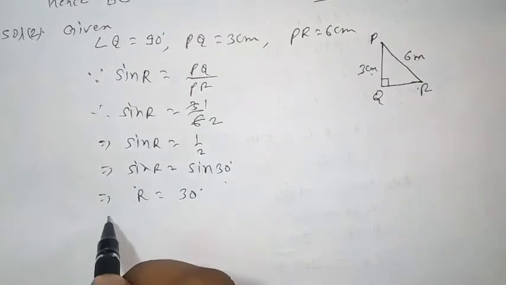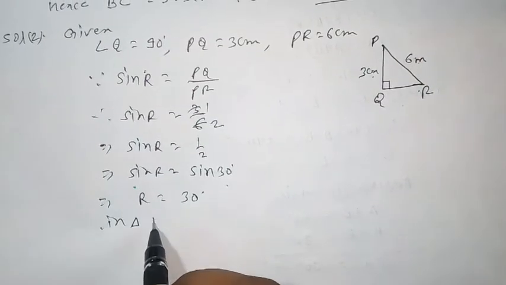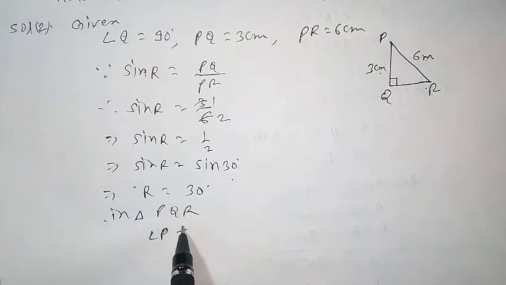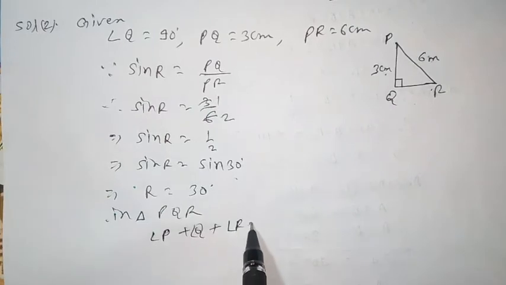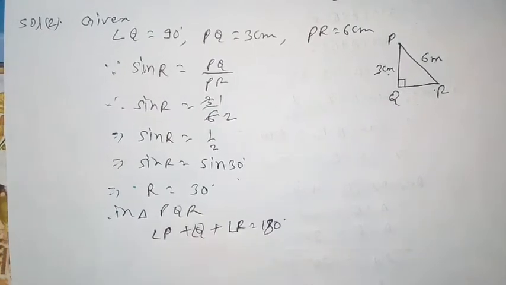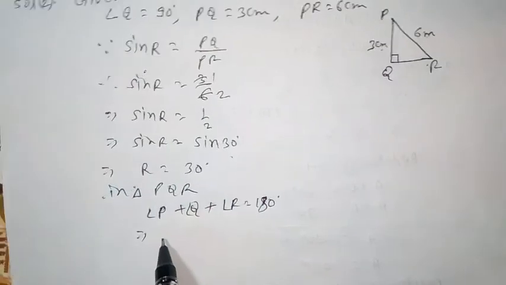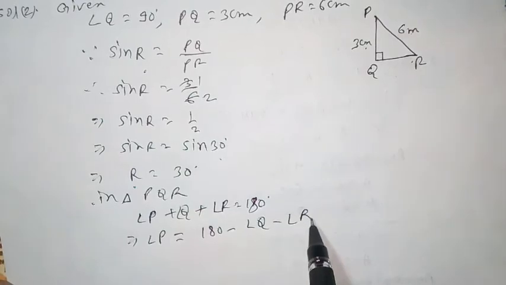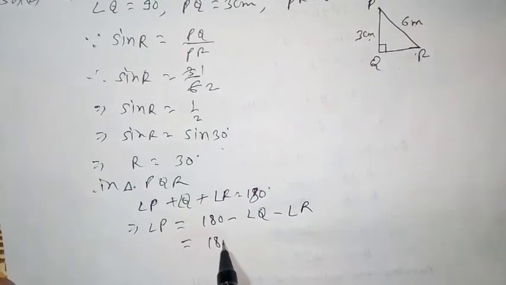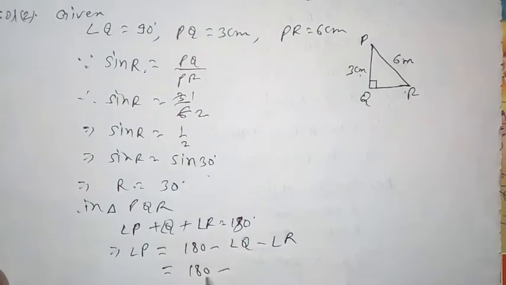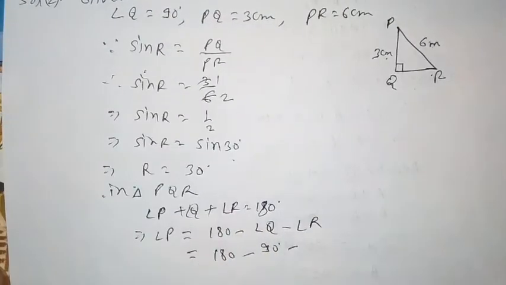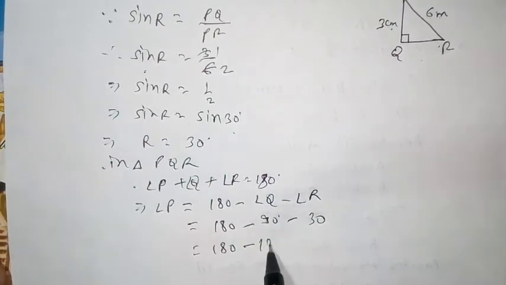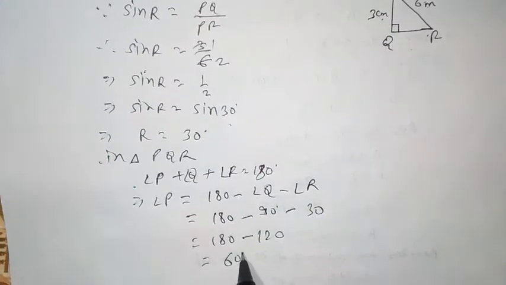Now in triangle PQR, angle P plus angle Q plus angle R is equal to 180 degree, implies angle P is equal to 180 degree minus angle Q minus angle R, is equal to 180 degree minus 90 degree minus 30 degree, implies 180 minus 120 is equal to 60 degree.